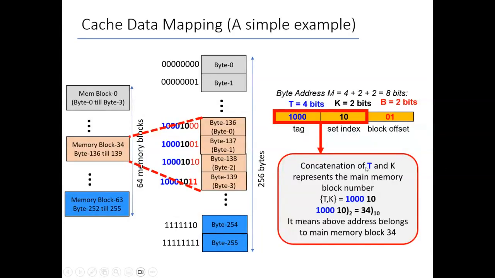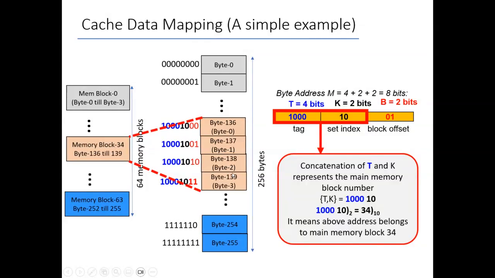So what are the t bits? It's 4 bits. Here this is 1000, and the index bits are 10. Now this is the address. Please remember this byte number: this is byte number 137. This byte number 137 belongs to main memory block 34, and main memory block 34 consists of 4 bytes: byte 136, byte 137, byte 138, and byte 139.